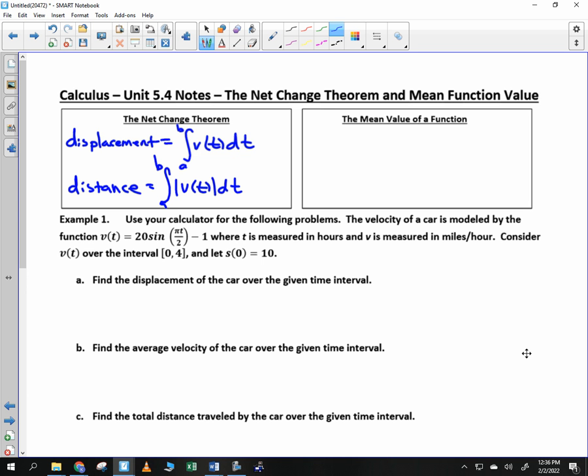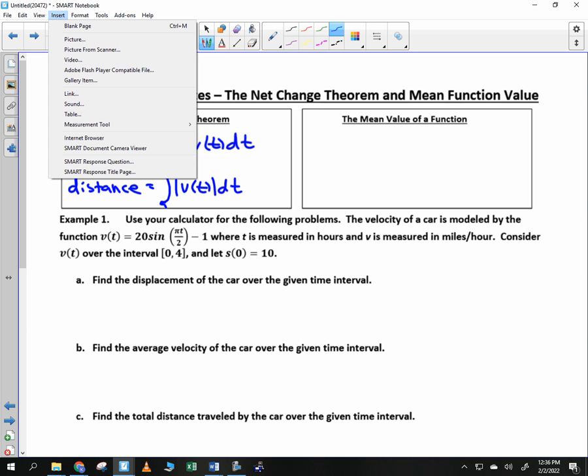So the next thing I'm going to give you is the mean value of a function, because we're going to use this during this time. But in order to do that, I'm going to need to go to a new screen here.